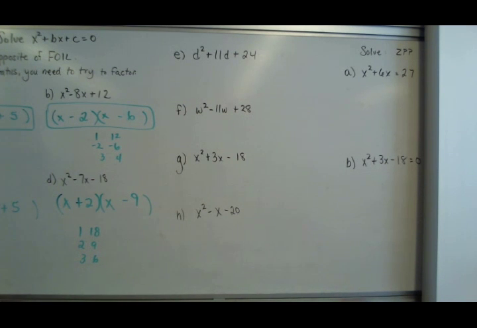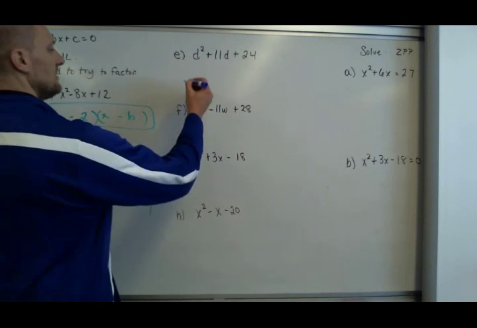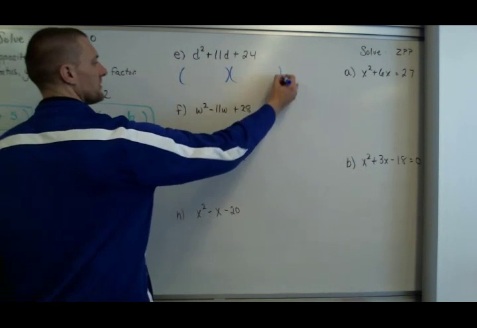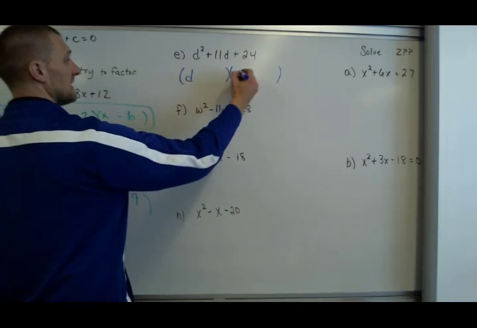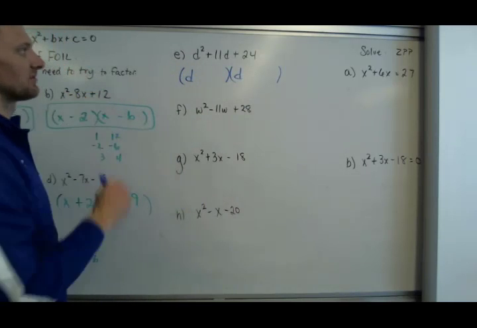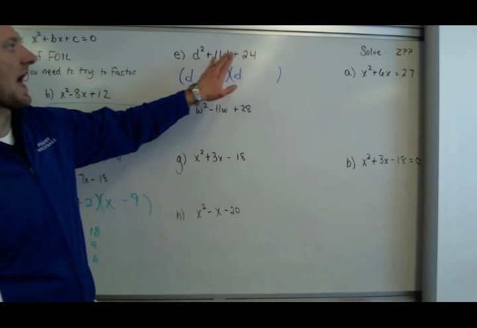All right, hopefully you guys have had a chance to give those a try. So let's see how you guys did. We take these, we set up our two parentheses. D squared would be D and D. So two things that multiply to 24 add up to 11.